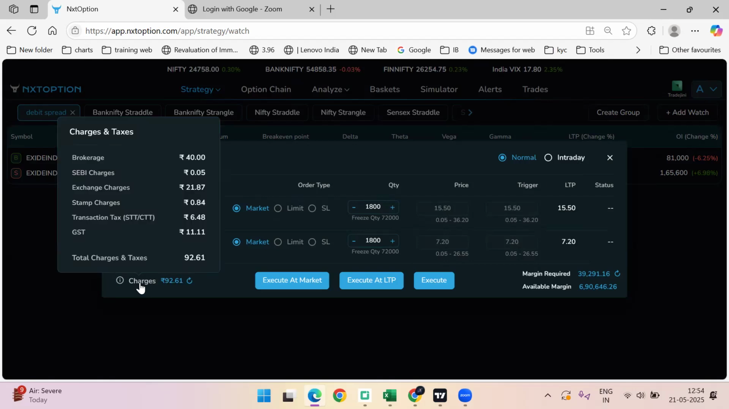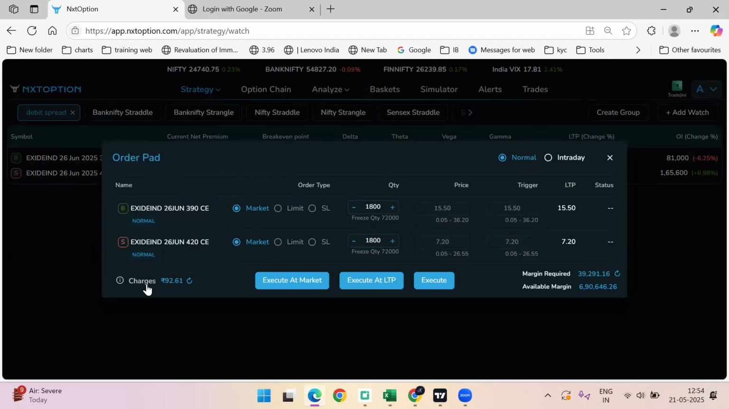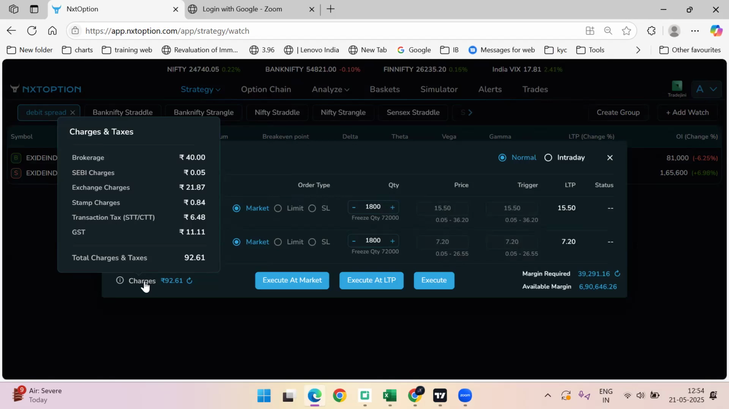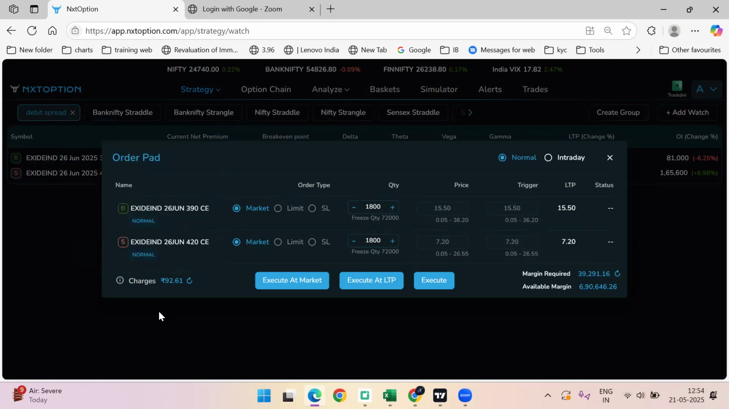Also, you can see the charges here. So I have to pay a brokerage of 40 rupees. This is for the 1 lakh transaction, like 20 for this order and 20 for this order. And SEBI charges should be around 21 rupees. So the total charges should be around 92 rupees 60 paise. So this is for TradeGenie. So this is the order part.